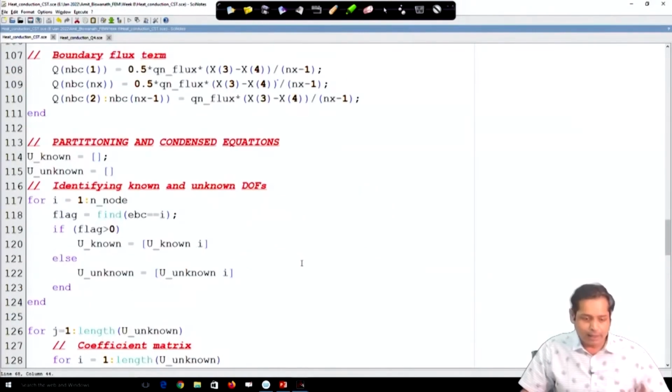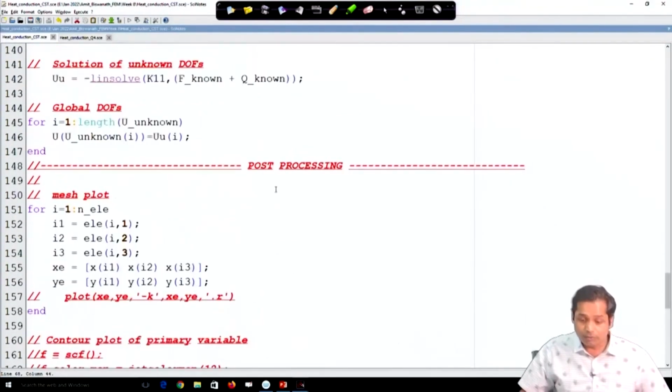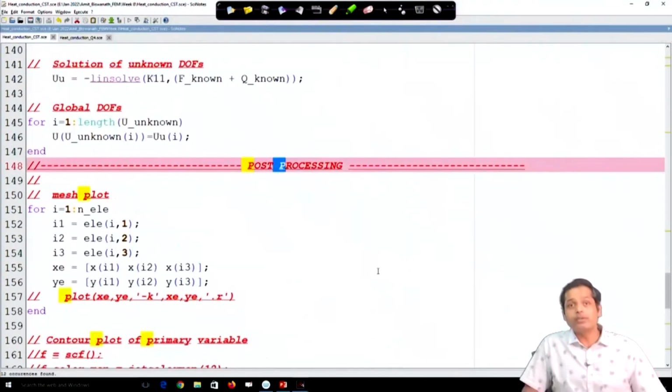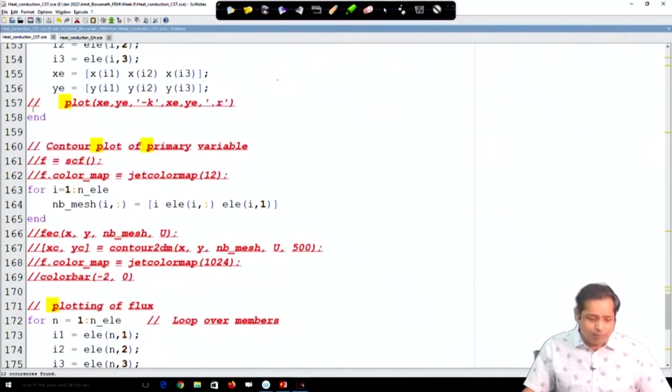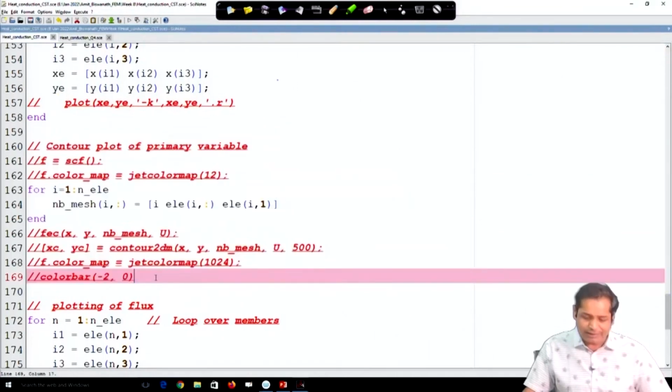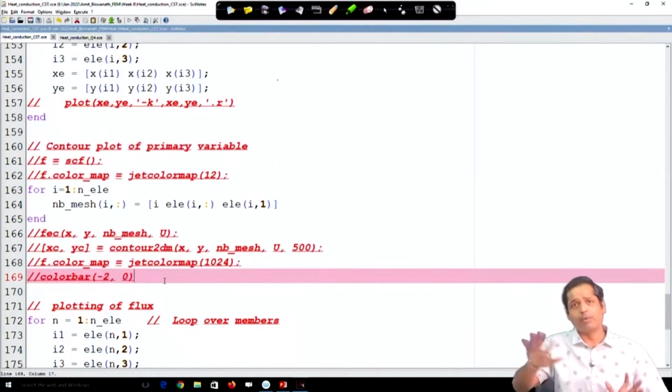Okay. Now, before we see the convergence study, let us go to the post-processing part. In the post-processing part, we will plot the result, and then we also calculate the flux term. Now, this block will plot the result, the contour. We know the nodal values, and based on the nodes, we can plot the contour.